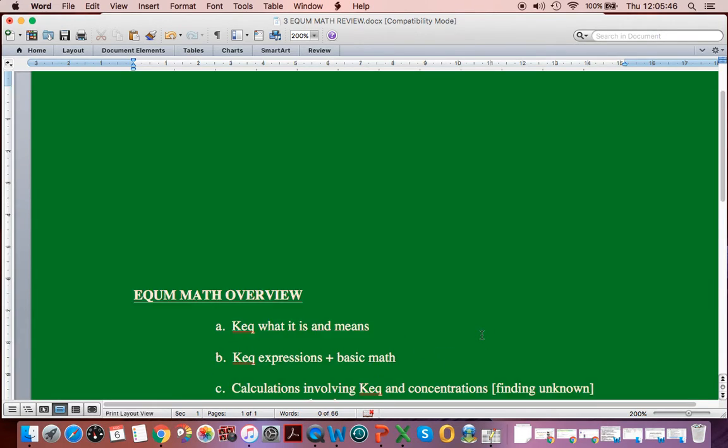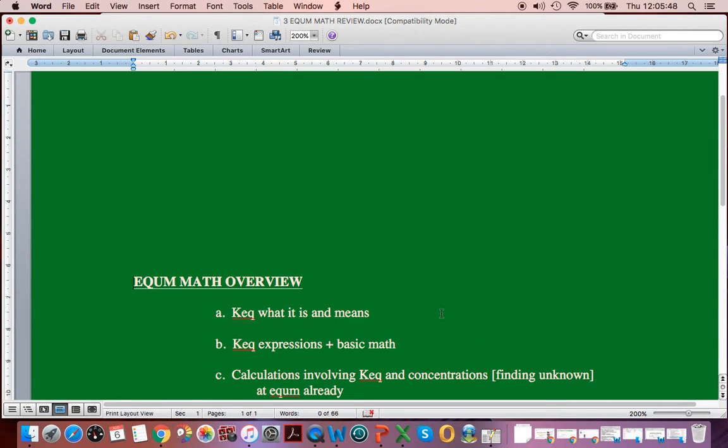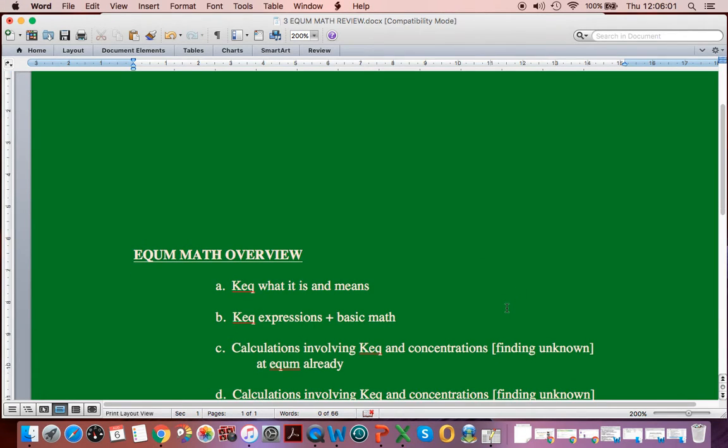So that's very easy. C is related to B, but in this case we'll often not give you the concentration of everything, and we will give you the KQ, and we'll ask you to solve for an unknown concentration. So some very simple algebra for that.